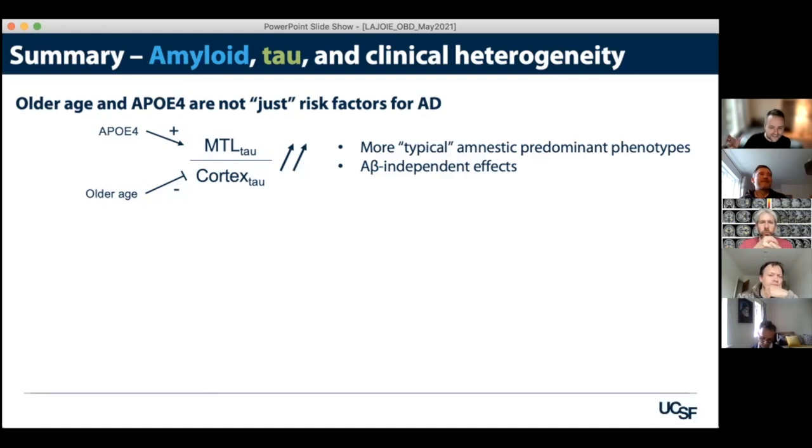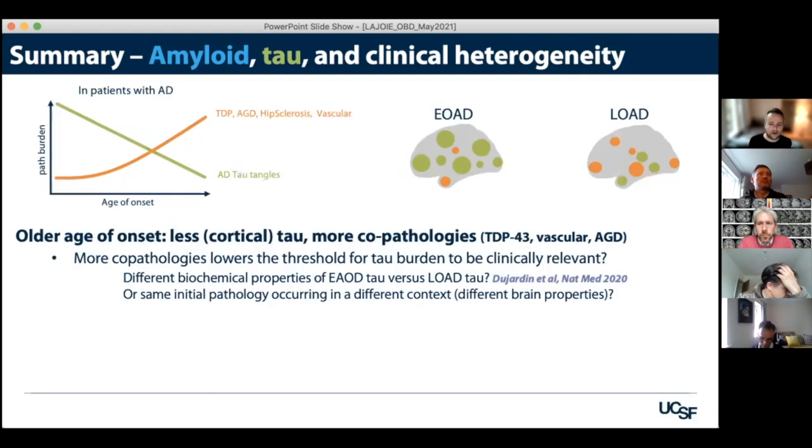And so basically it tells you that these two factors are associated with this quote unquote typical presentation of Alzheimer's disease that is more medial temporal predominant, more amnestic. And what's interesting is that these effects seem to be really directly on tau and not going through an amyloid pathway. To summarize the age of onset finding, we do see that there's this reversed relationship with younger patients having more tau but less co-pathologies.